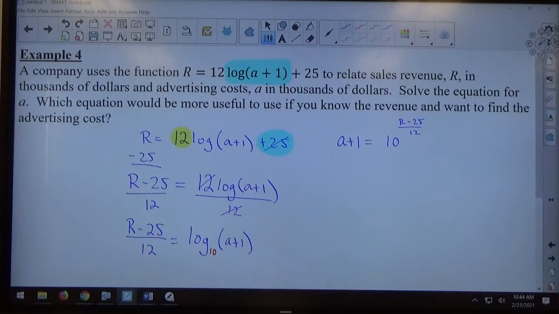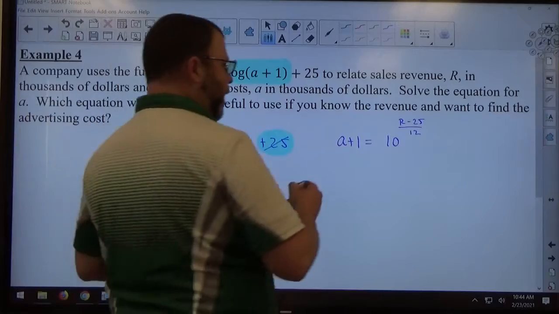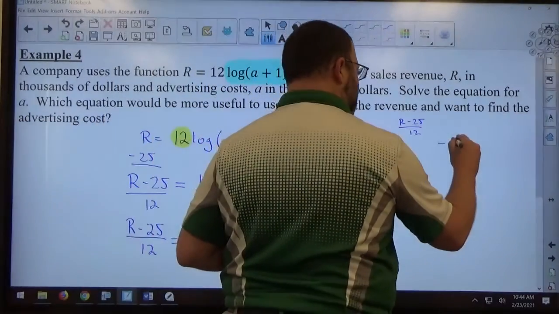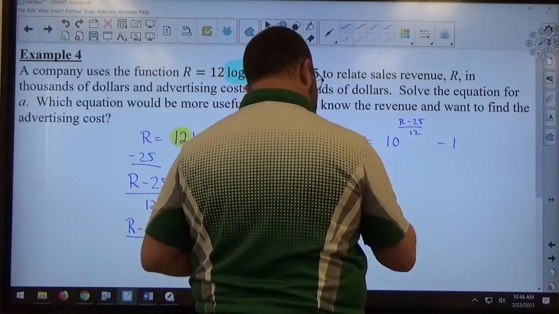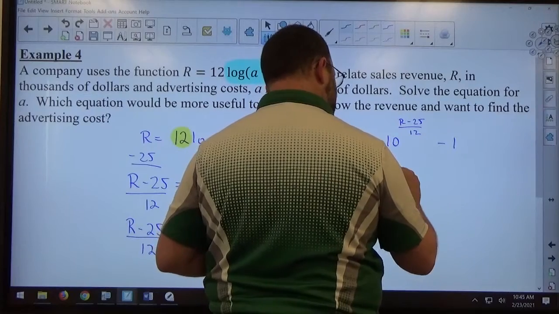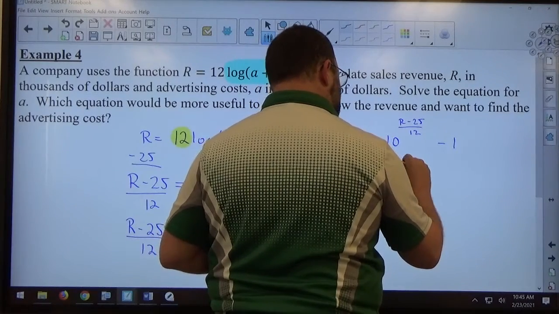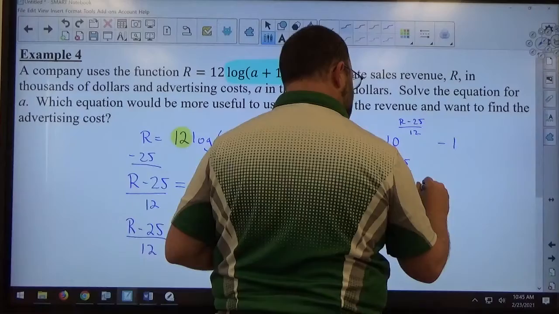Now the logarithm's out of the problem. My task again is to get it to say a equals. By getting a out of the logarithmic argument, now I have the ability to move the 1 to the other side. Just do basic algebra, chop the 1, make it negative. So altogether a is going to equal 10 to the r minus 25 over 12 minus 1.